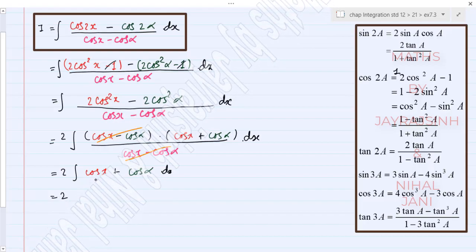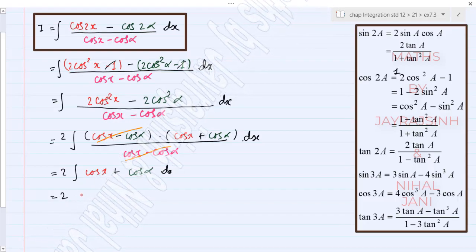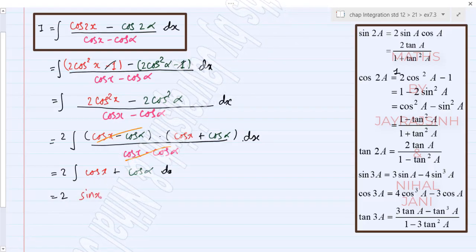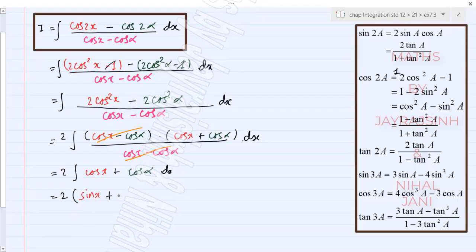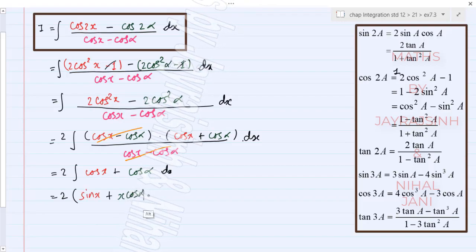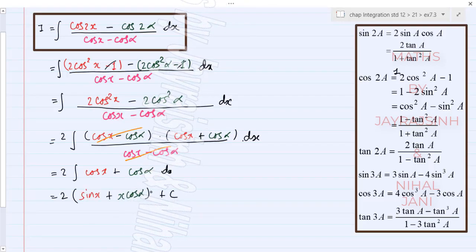So we are ready to integrate. Integration of cos x is sin x plus integration of cos alpha will be x cos alpha plus c. Ta-da!